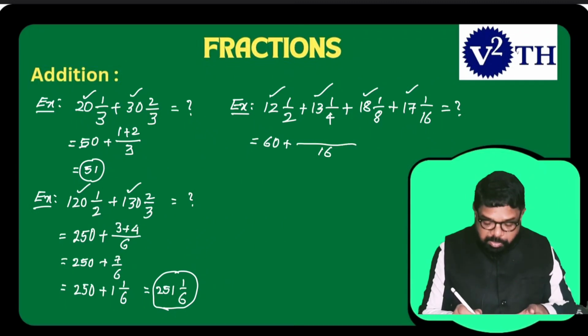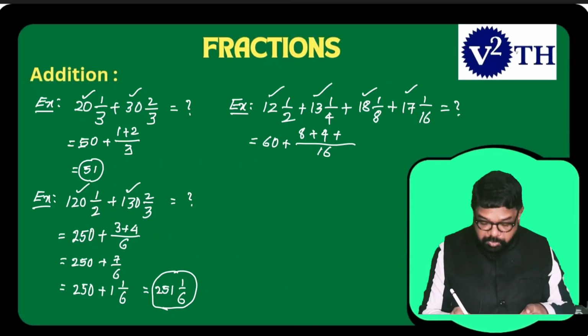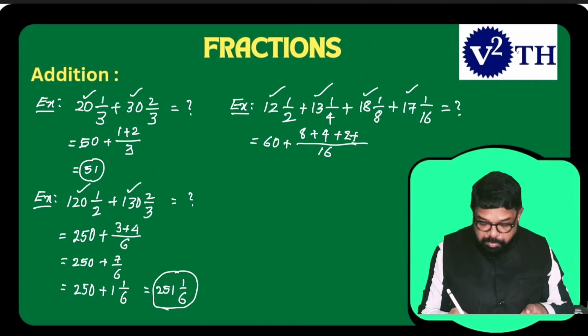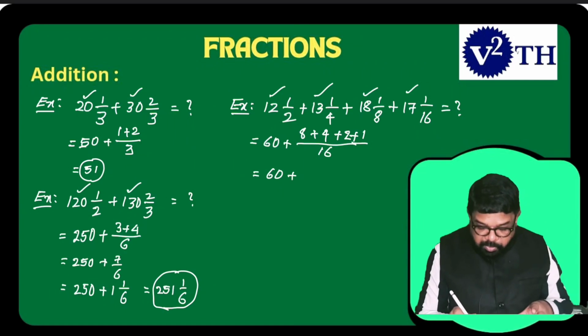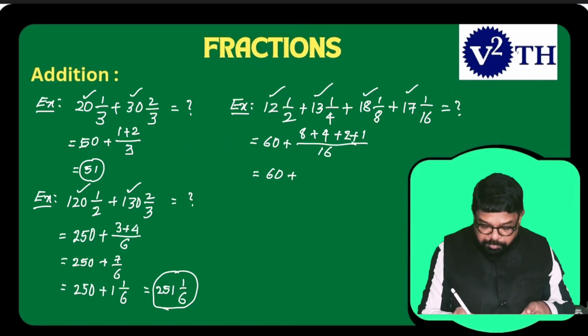So into 16: 1 by 2 into 16 is 8. Second fraction 1 by 4 into 16 is 4. Third fraction 1 by 8 into 16 is 2. Now 1 by 16 into 16 is 1. Now here 60 plus the numerator values: 8 plus 4 is 12, plus 2 is 14, plus 1 is 15. So 15 by 16. Now 60 plus 15 by 16 can be written as the mixed fraction 60 15 by 16.